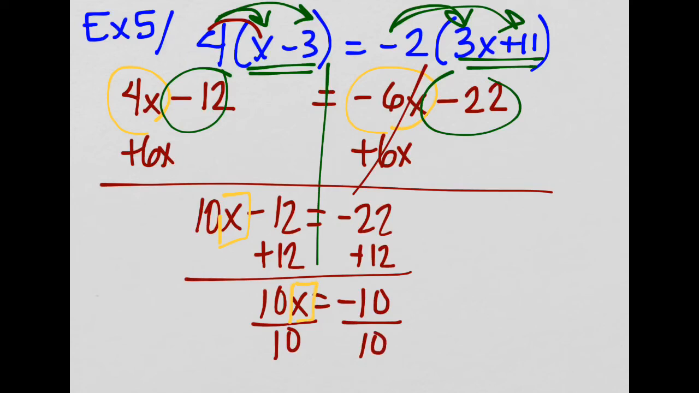This can still have a box around it. If you guys are getting away from boxes, that's okay. I know at the beginning we boxed our x every single time. If you are beginning to get comfortable without that, I'm okay with that. So x is going to equal negative 1.